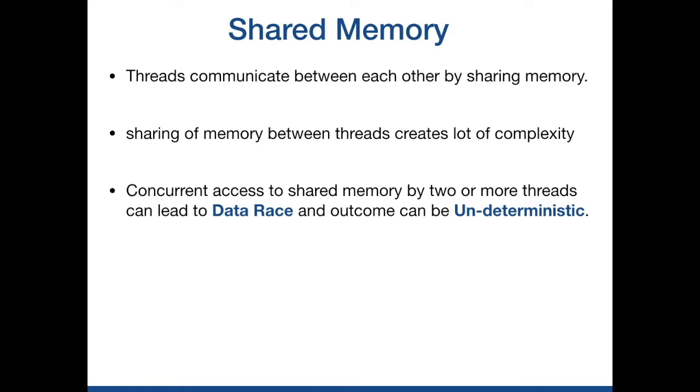So if two threads are running concurrently and they try to access the same area of memory, with one thread trying to write to the memory, then there will be a data race and the outcome of the program will be undeterministic.